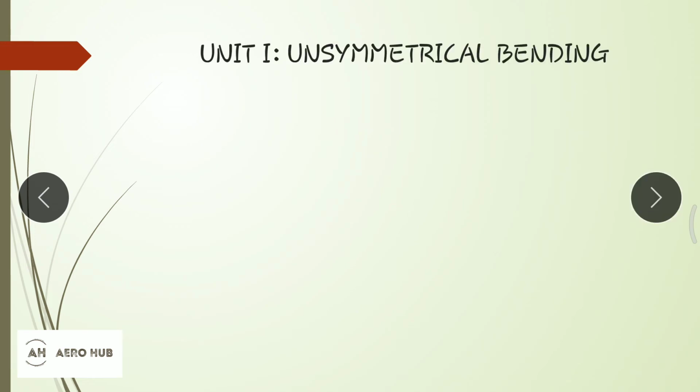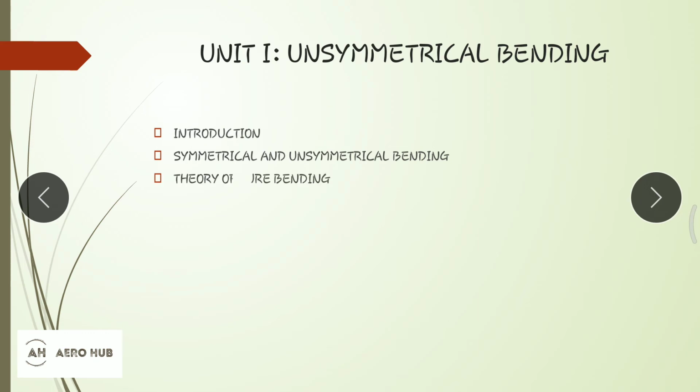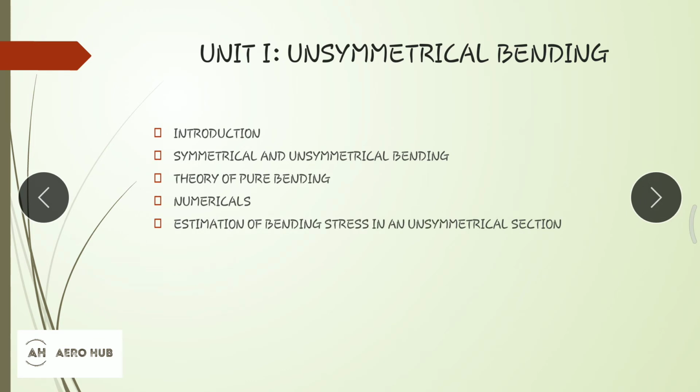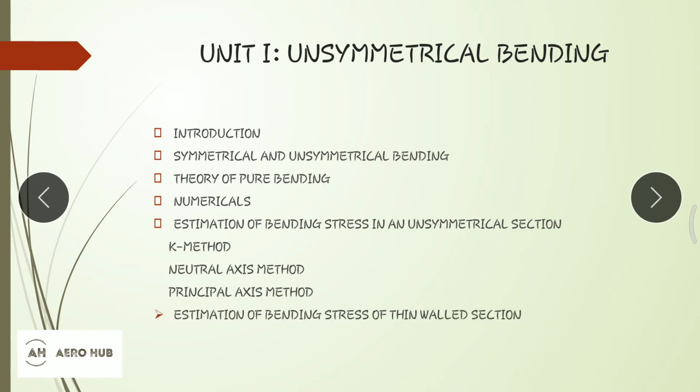Today in this lecture we will start unit 1, that is unsymmetrical bending. These are the topics: introduction, symmetrical and unsymmetrical bending, theory of simple bending, numericals for that, then estimation of bending stress in unsymmetrical section. We have three methods for that: one is K method, second is neutral axis method, third is principal axis method. We will discuss all three methods in this course.